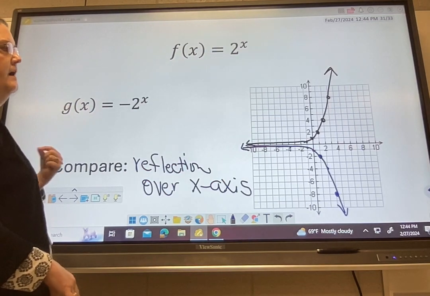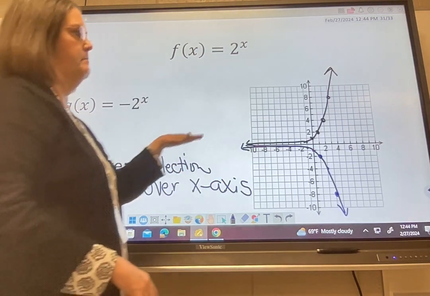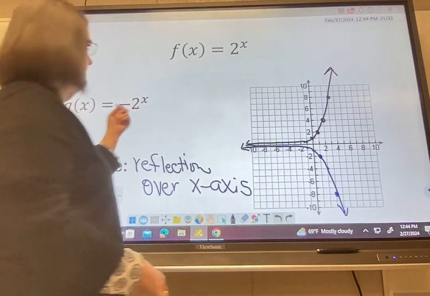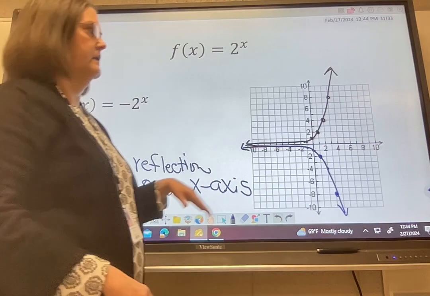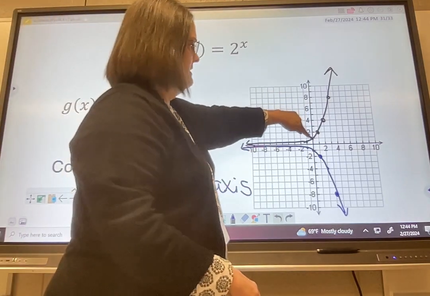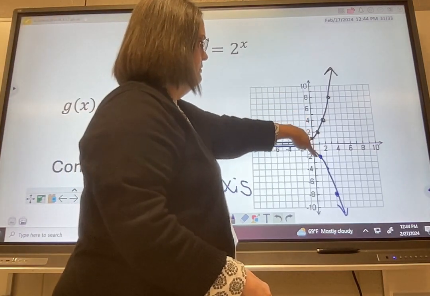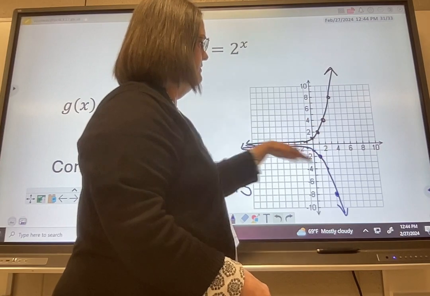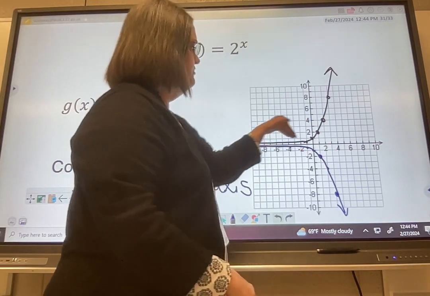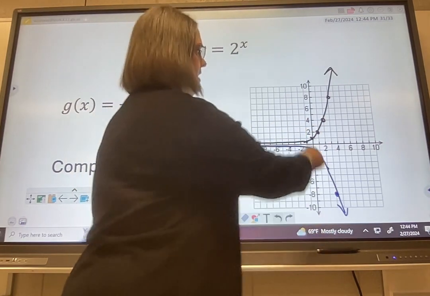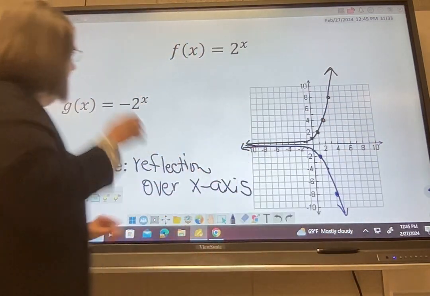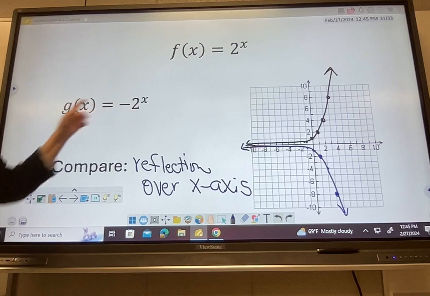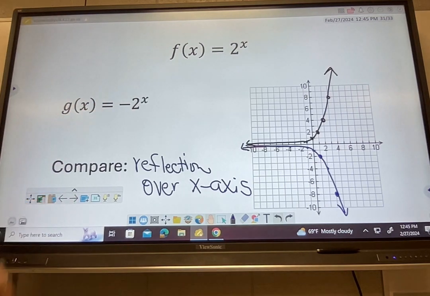Again, the parent graph of 2 to the x is in black. And if I have a negative sign, what that does is multiply the y value by -1. So 1 times -1 is -1, 2 times -1 is -2, and so on. And you see that this graph got reflected over the x-axis. It just got flipped over it. That's what happens. And so this is a reflection over x.